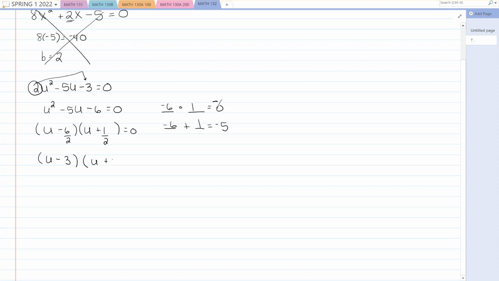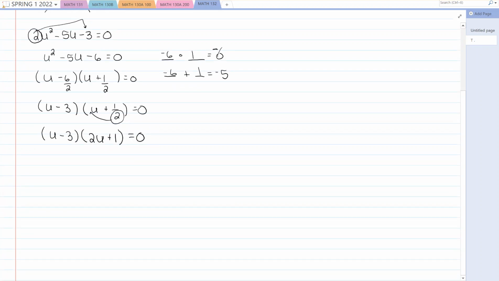One half doesn't simplify, but I'm not going to leave a dangling denominator. So the denominator goes up in front. So now this is u minus 3 times 2u plus 1 equals 0. I have factored it. That's factoring it.